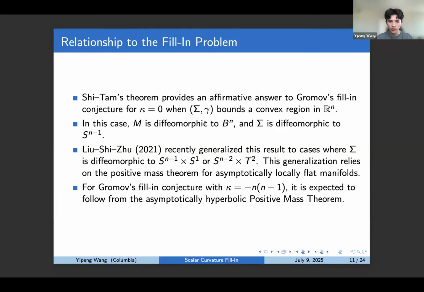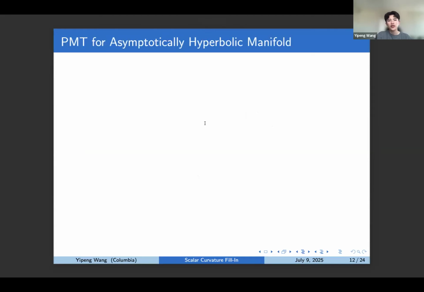And then for this thing I want to talk about, if kappa is negative, what you can expect is that it will relate to the asymptotically hyperbolic positive mass theorem. So you want to look for scalar curvature fill-ins with negative scalar curvature. Then what you should expect is to see the positive mass theorem, but on an asymptotically hyperbolic manifold. Okay, so let me give a little bit of the background of asymptotically hyperbolic manifolds and their positive mass theorem. It's quite similar, but there are some technical issues that make it more involved.